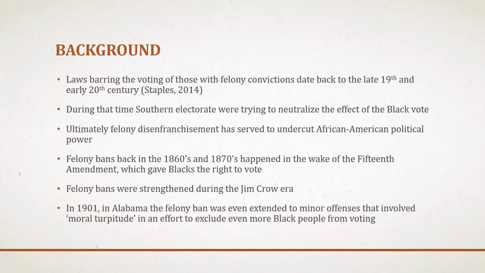Felony bans were strengthened during the Jim Crow era. In essence, Jim Crow laws were state and local laws that enforced racial segregation throughout the southern United States. Also, in 1901 in Alabama, the felony ban was extended to minor offenses that involved moral turpitude in an effort to exclude even more black people from voting. This even further disenfranchised African Americans because they were much more likely to be charged and convicted of a crime, felony or misdemeanor, than a white person was, whether or not they were actually guilty.